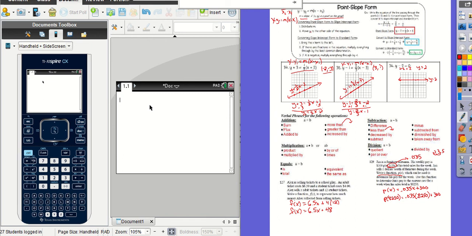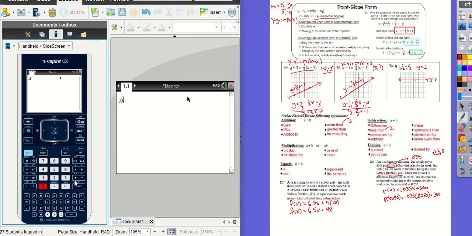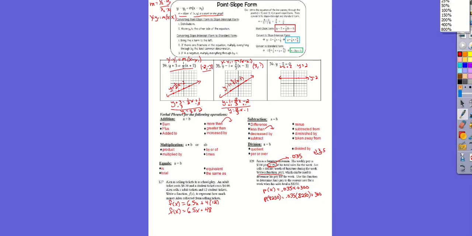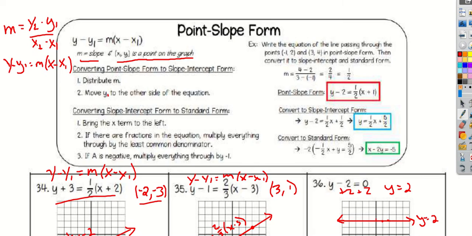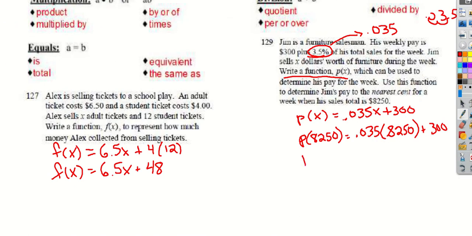Okay, so we got our calculator up here. So we know we're doing 0.035 times $8,250 in sales, plus his original $300 that he's making for his week, and we get a total of $588.75. So that's all we'd have to do. All right. So 588.75, and that's the nearest cent. So we're good to go.